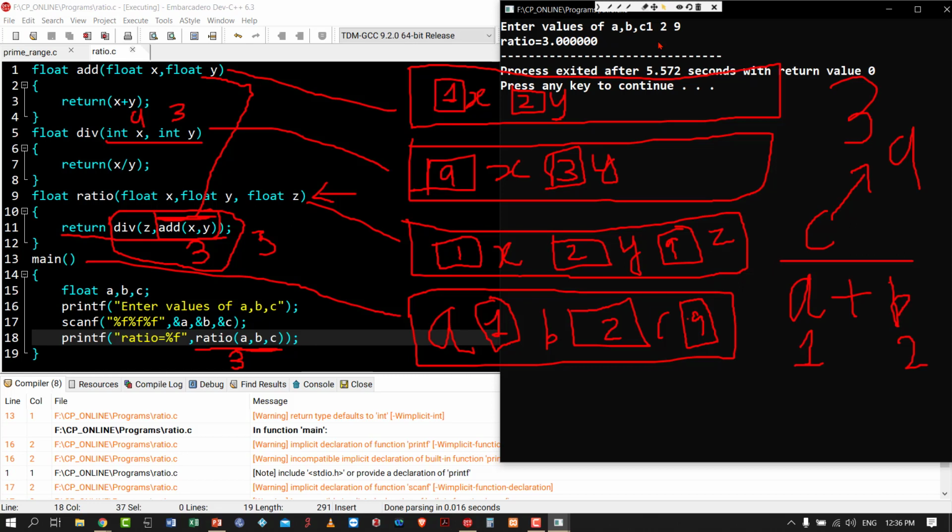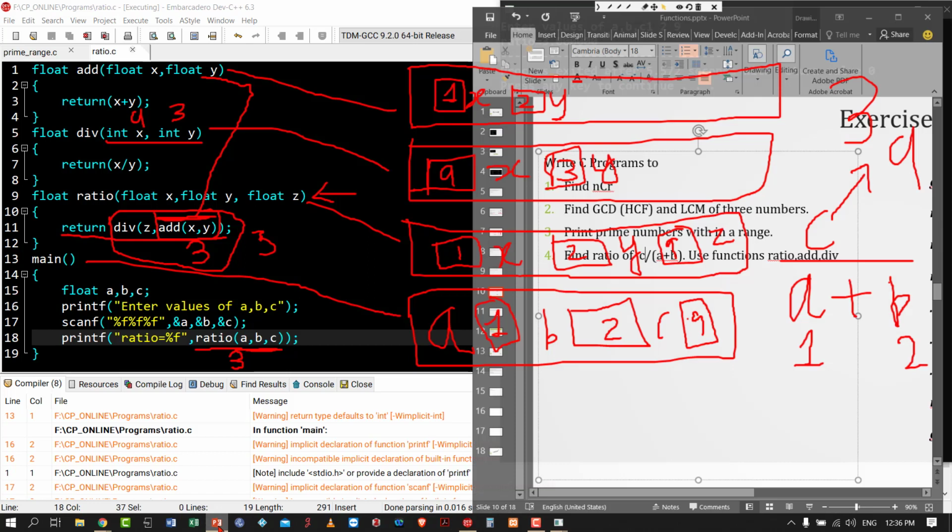Okay, this is all about functions. I hope you understood the concept of functions. So again, try to study the functions, try to watch the videos. If you have any doubt, you can ask at any time, no problem. Okay, moving to the next topic.